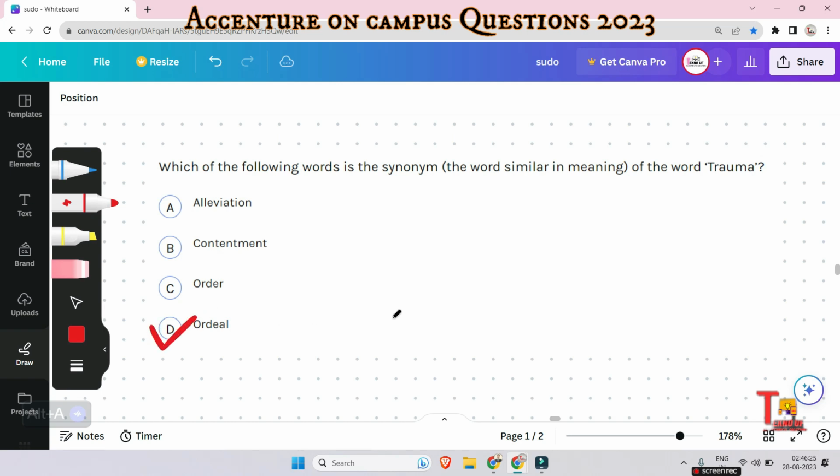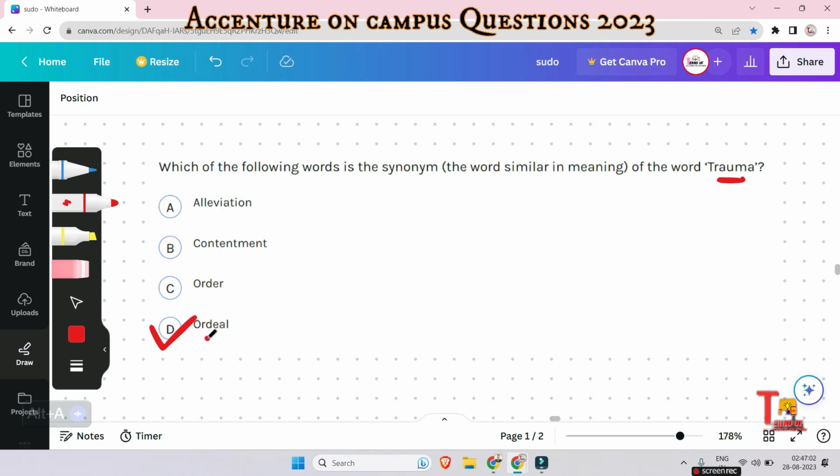Why am I answering this? Trauma refers to a deeply distressing or disturbing experience, right? And alleviation means the act of making something less severe or reducing its intensity. And contentment means a state of happiness and satisfaction with one's current situation. And order is a state of arrangement or organization, often referring to things being systematically structured or arranged in a certain way.